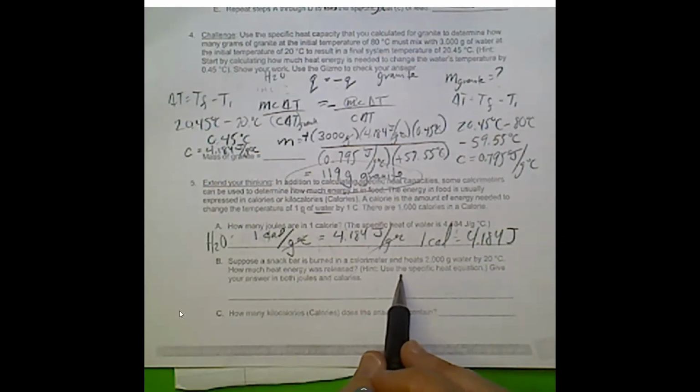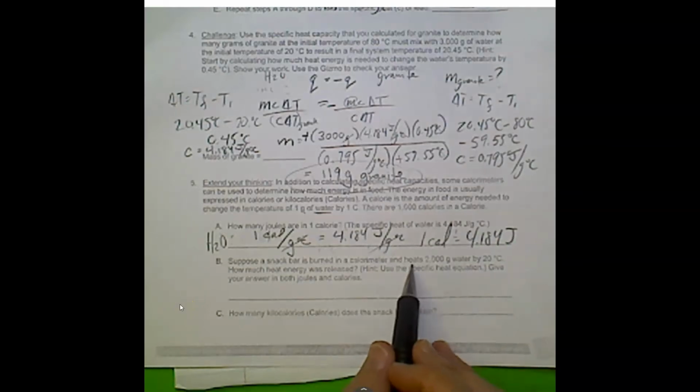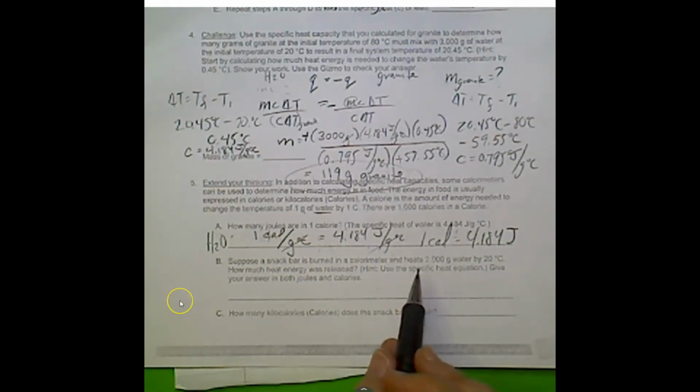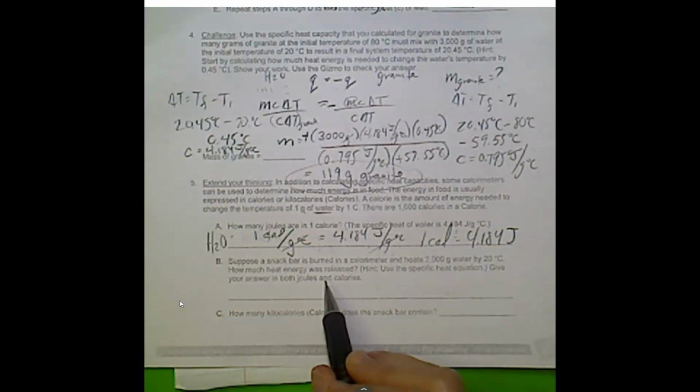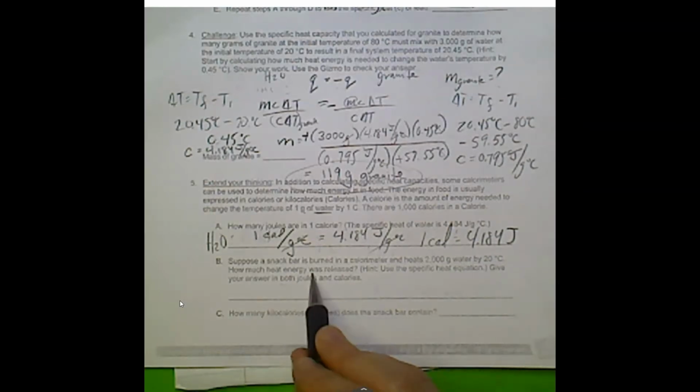Suppose a snack bar is burned in a calorimeter. Oh man, it's a waste of a perfectly good snack bar. Let's call it a Snickers because snack bar doesn't sound as appetizing. You know what? Let's call it a Kit Kat. I like those better. And it heats 2,000 grams of water by 20 degrees. How much heat was released? Use the specific heat equation. Give your answer in both joules and calories. All right, that's easy.